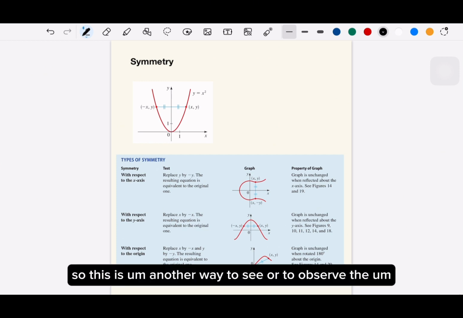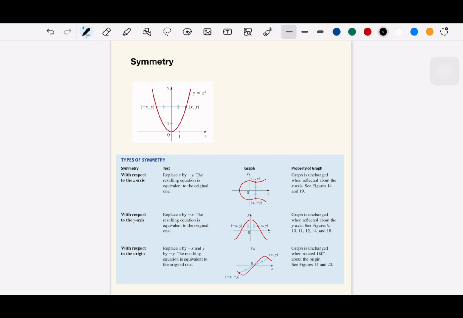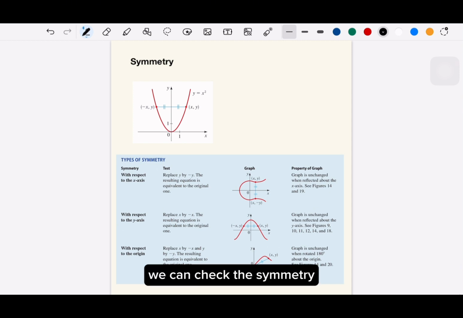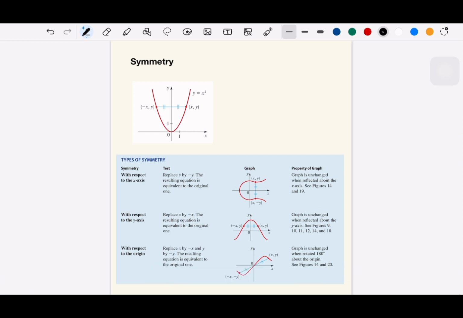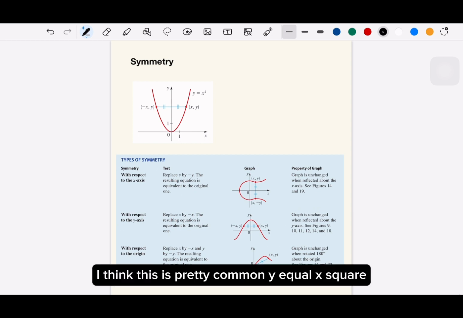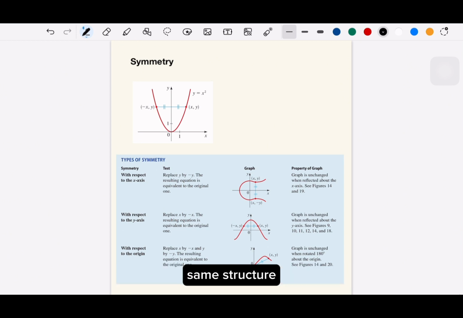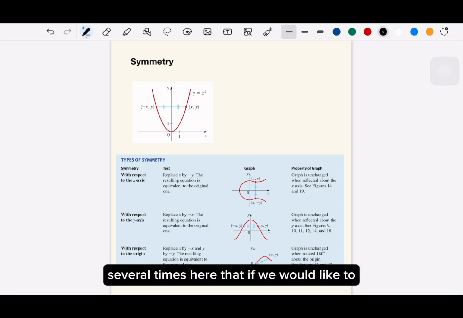So this is another way to observe the symmetry. Okay? So we can check the symmetry. For example, I think this is pretty common, y equal x squared. You have symmetry along the y-axis. So the left and right, they are the same structure.